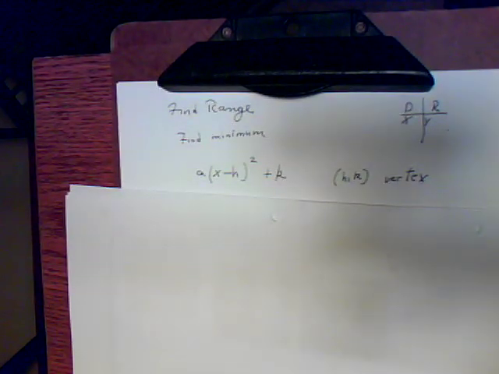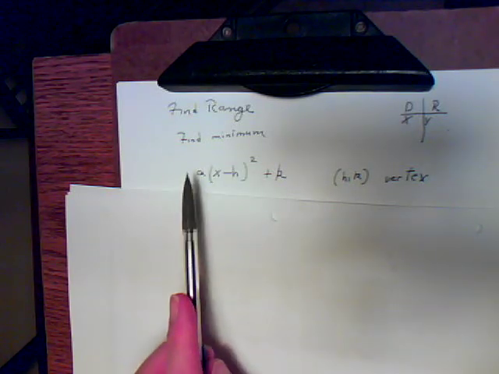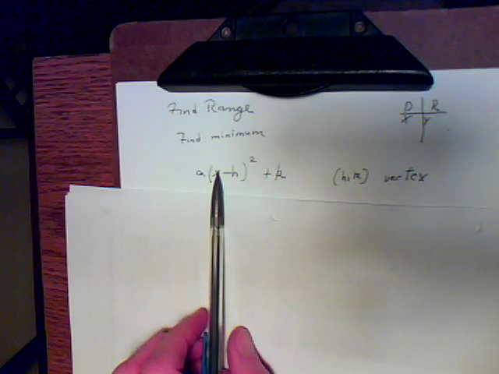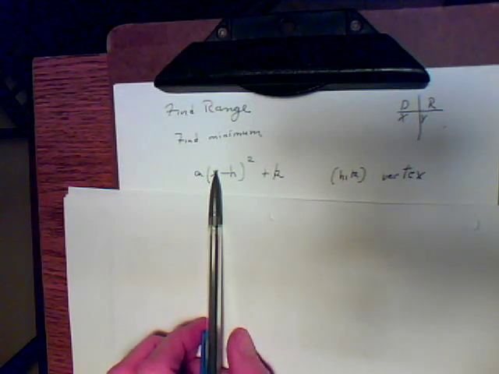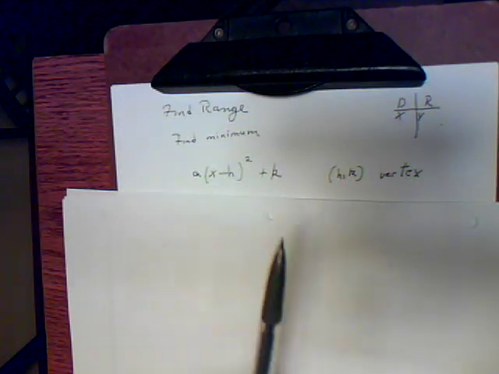Right now we're asked to find the range of a polynomial. The range, remember, is your y, your domain is your x. X is what you put in, y is what you put out. To find the range, you first have to find the minimum or the vertex. You need to find the vertex first.